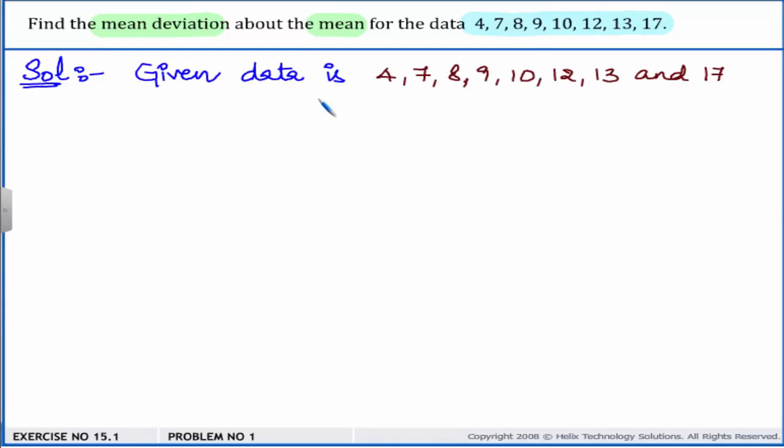In this question, you need to find out the mean deviation about the mean for the data 4, 7, 8, 9, 10, 12, 13 and 17. Let's see the solution of this problem, how we shall proceed with this. Given data is this.